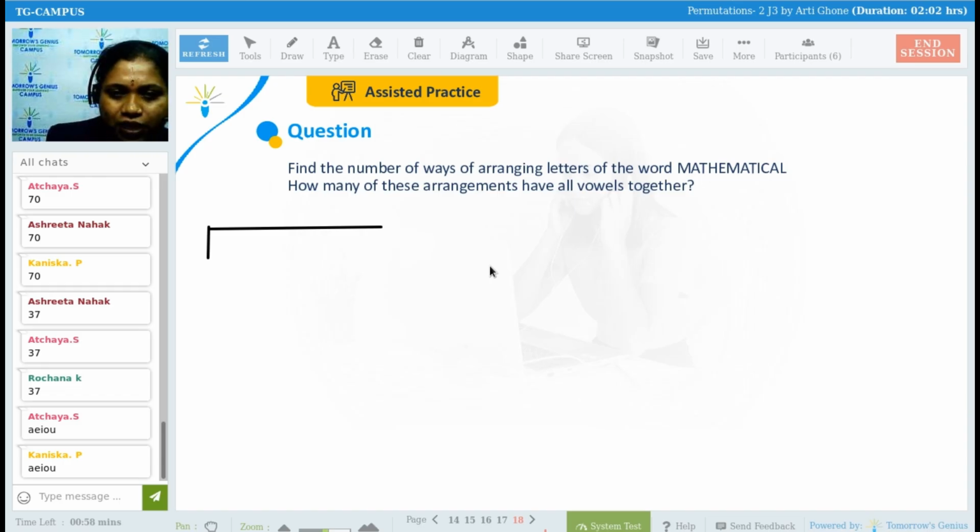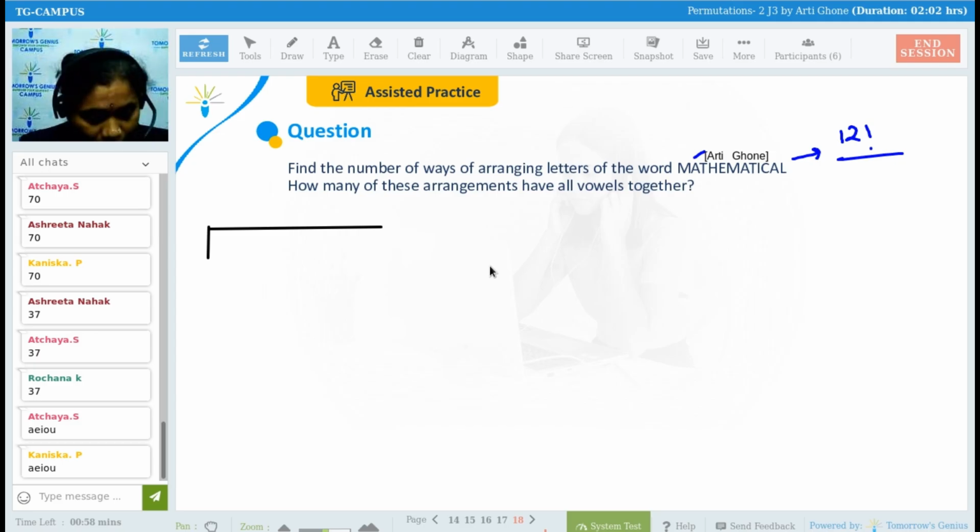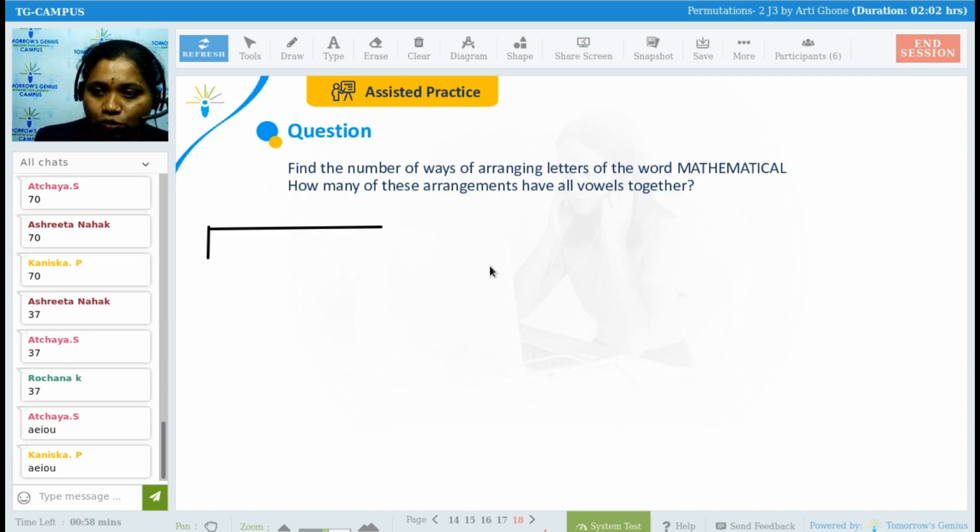So what will we do with the total ways? If I take a plain permutation, it will be 12 factorial, out of which what is repeating? You can convert whatever word is given into this pattern. How many times is M there? M 2, A 3, then T, then E, H.